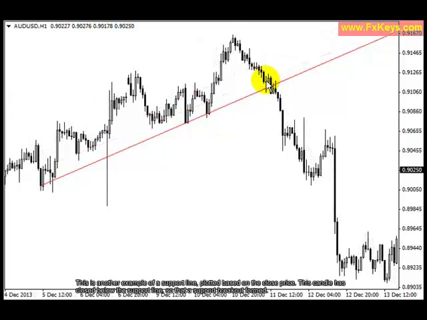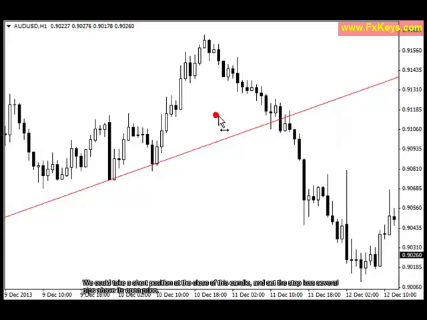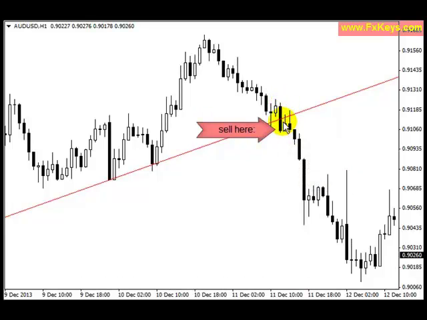This is another example of a support line, plotted based on the close price. This candle has closed below the support line, so a support breakout formed. We could take a short position at the close of this candle and set the stop loss several pips above its open price.